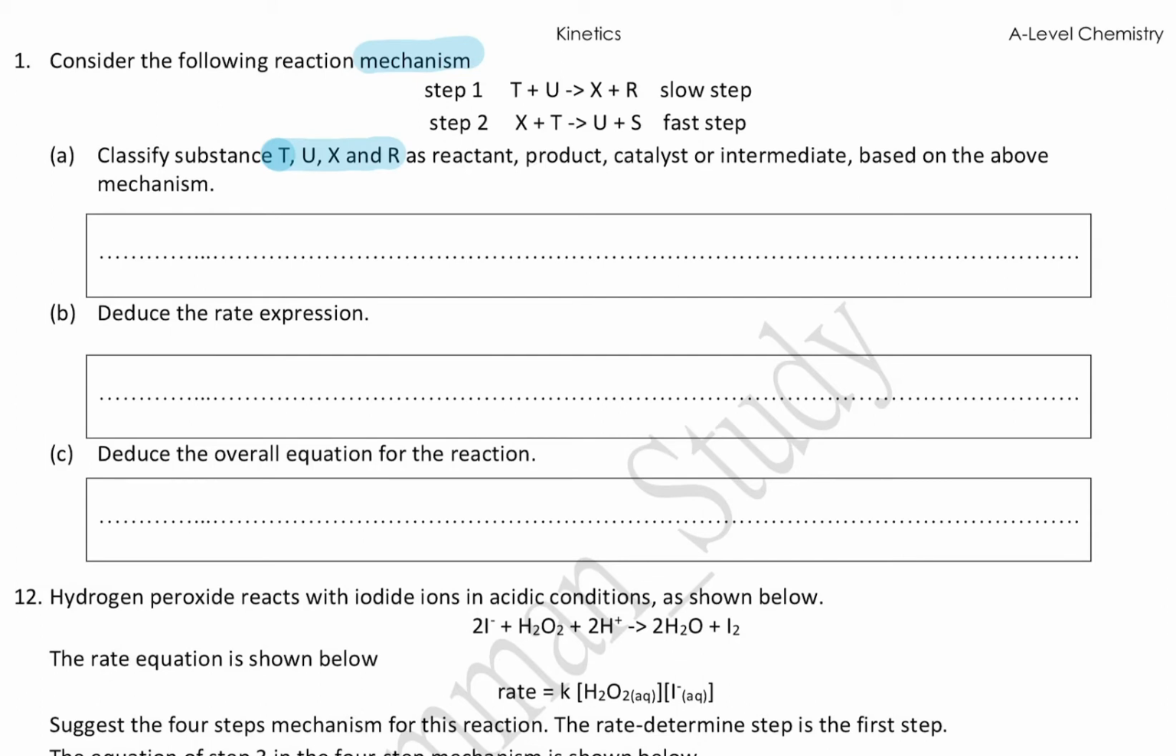Then we think the easiest one must be the reactant, because there must be something on the left-hand side, so it must be T. That's already a reactant.